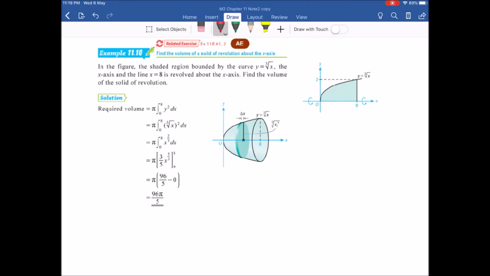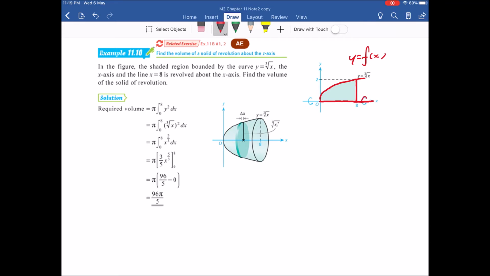Now we go to the first example, 11.10. The shaded region is bounded by the curve y equals f(x), that is y equals the cube root of x, the x-axis, and the line x equals 8.